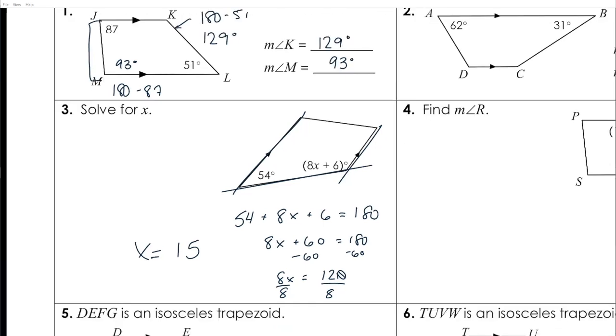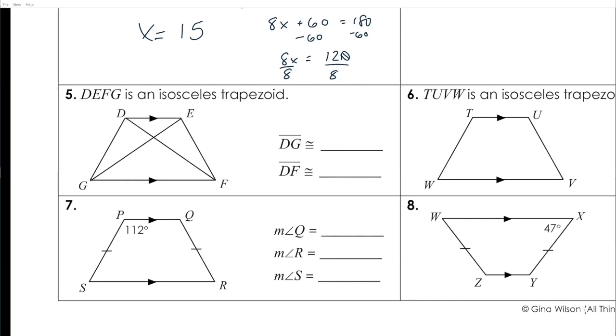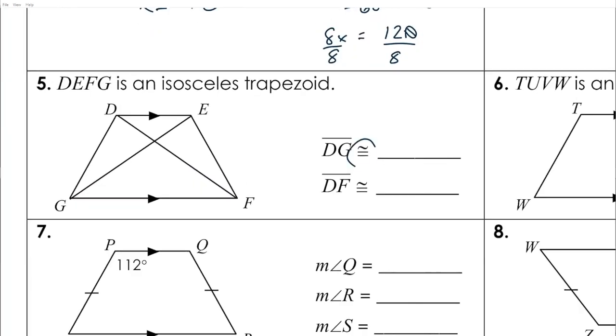Now let's move on to some isosceles trapezoids. They're telling us, hey, this is an isosceles trapezoid. Remember, things are congruent, numbers are equal. So if we see a congruent sign, it wants to know which segment is congruent to that. DG is our first segment, so that is the left leg, so congruent to it is EF, our right leg, and then DF is one of our diagonals. And because it's an isosceles trapezoid, our other diagonals are congruent.